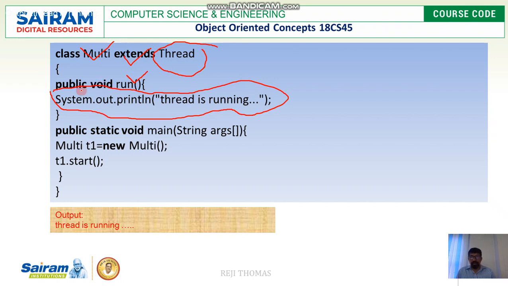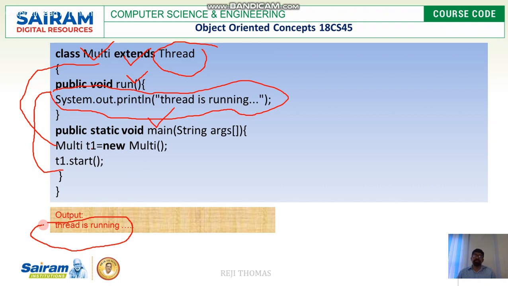Now, as usual, I have to write my main method. So this is a main method where I've created an object of my own class, which is t1. Now using this object, I call the method called start. Now what happened? Start is going to call the run method. No place you can find a call to the run method. Please do remember, start calls the run method. So what the run method is going to do is just print a message one time, and the message is "thread is running". So this is the easiest way of creating a thread.